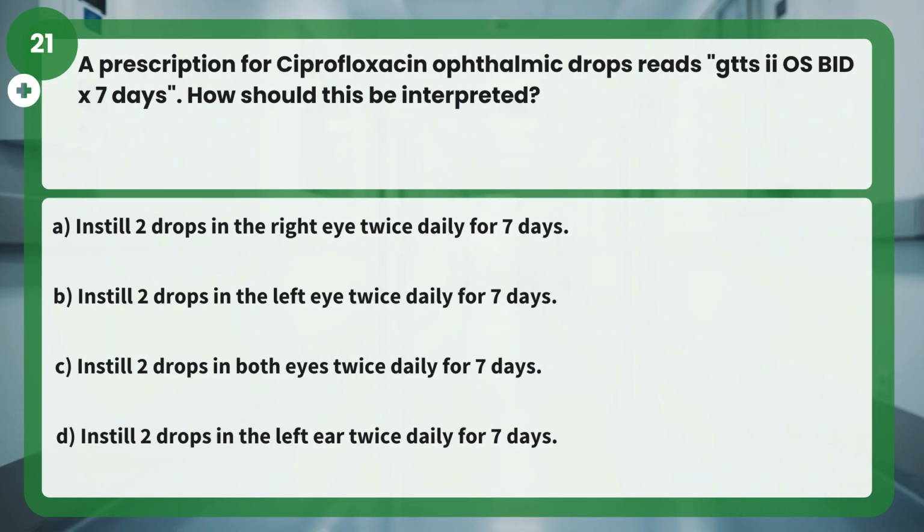Question 21. A prescription for ciprofloxacin ophthalmic drops reads GTTS 2 OS bid X 7 days. How should this be interpreted? A. Instill 2 drops in the right eye twice daily for 7 days. B. Instill 2 drops in the left eye twice daily for 7 days. C. Instill 2 drops in both eyes twice daily for 7 days. D. Instill 2 drops in the left ear twice daily for 7 days.